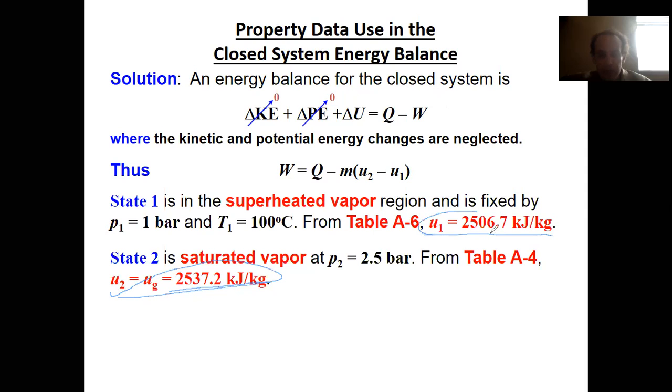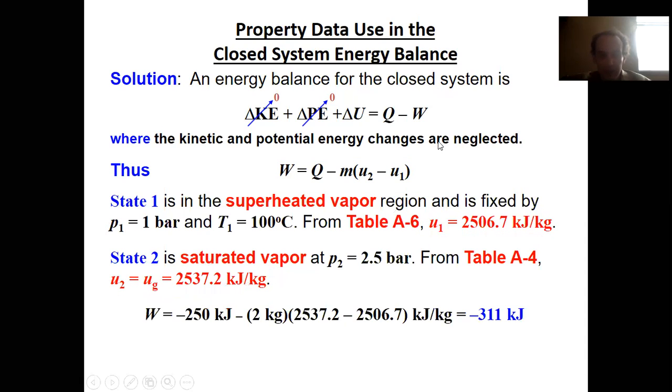For U2. And then, what is W? It gets from here. You know Q, you know this value. So from here, you easily calculate what is work done. And you will get that your work actually is negative. Why is it negative? Because you have compression. Remember, your system was compressed from 1 bar to 2.5 bar. So your system has been compressed. So work is negative. It's done on the system as it should be.